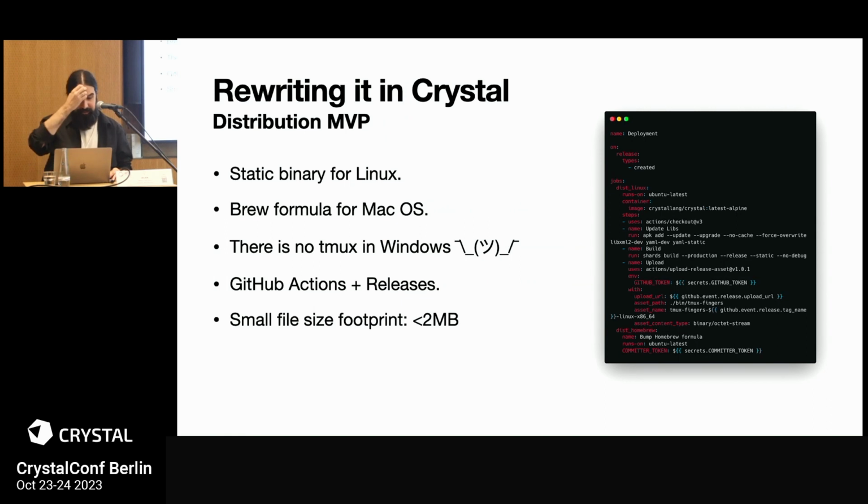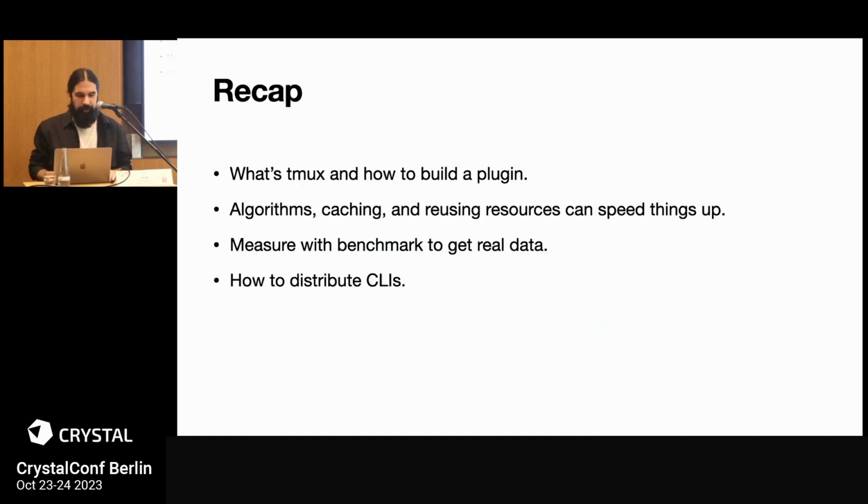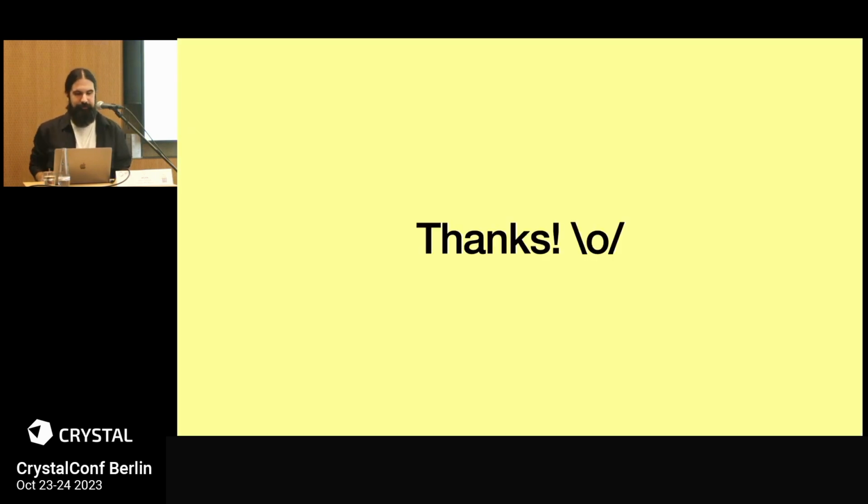And regarding distribution, I'm shipping a static binary for Linux and a brew formula for macOS. There's no tmux on Windows, so I didn't have to worry about that. And with GitHub Actions and releases, you can basically cater to everyone. And the resulting footprint is still very small. So, a small recap: we learned what tmux is, the benefits of using it, how to build a plugin, use algorithms and caching and resource utilization when you can, measure stuff, and distribute your CLIs. That's it. Thank you.